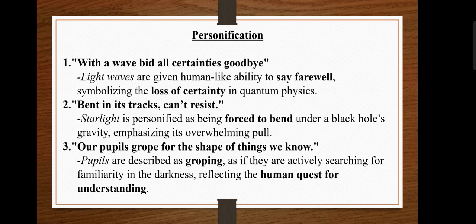"Bend in its track." So starlight is personified as being forced to bend in a black hole. Bending and all these are physical activities usually attributed to human beings, but here we can see that they are using it for light waves or starlight. And then it says that our pupils grope for the shape of things we know. Our eyes are described as searching for familiar things.